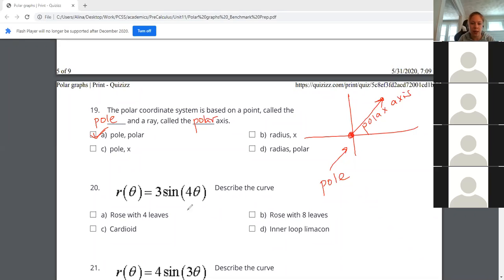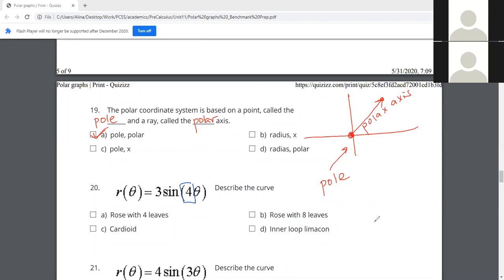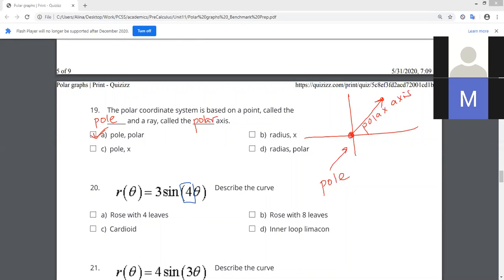Question 20. It's a rose. Look at the even number over here. Let me ask Sarah, what is the answer on question 20? It's a rose with 8 leaves. That's correct. Thank you very much. We know if it's even numbered, it will be doubled. 8 leaves.